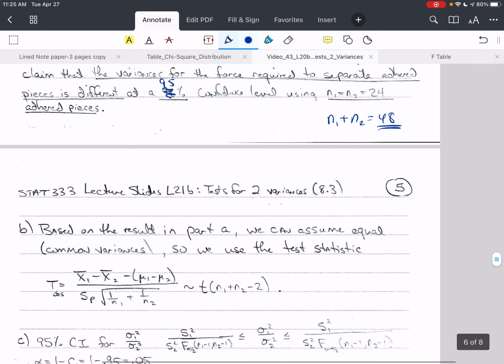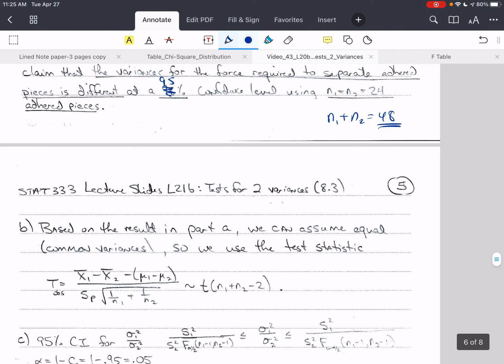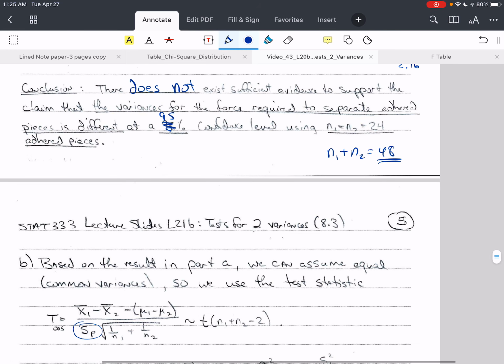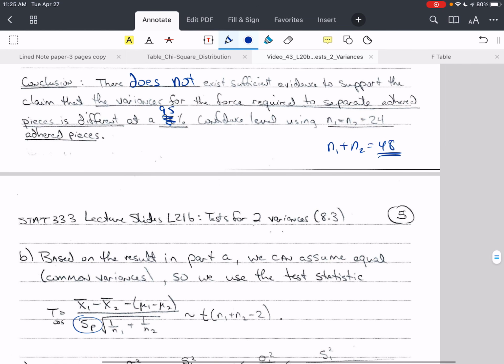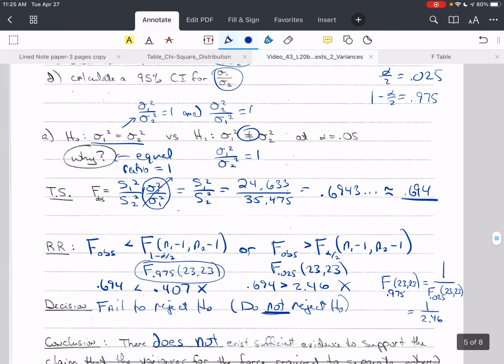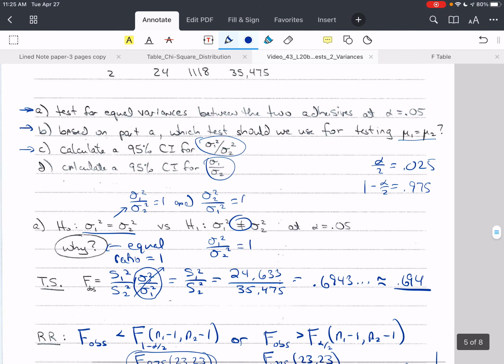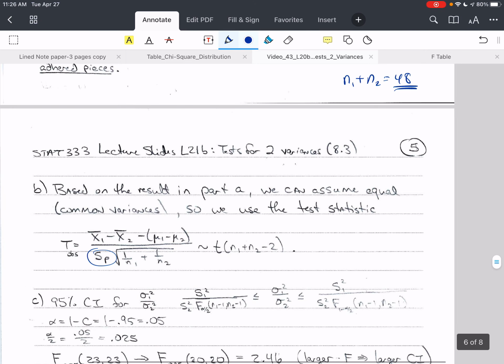Okay. So based on the result in Part A, we can assume equal or common variances, so we can use the test statistic T observed as this with the pooled variance. So this is all that was asked. I didn't ask you to do it. I said, based on this, which test should we use? So we can use this test statistic with this degrees of freedom. You need to tell me both.